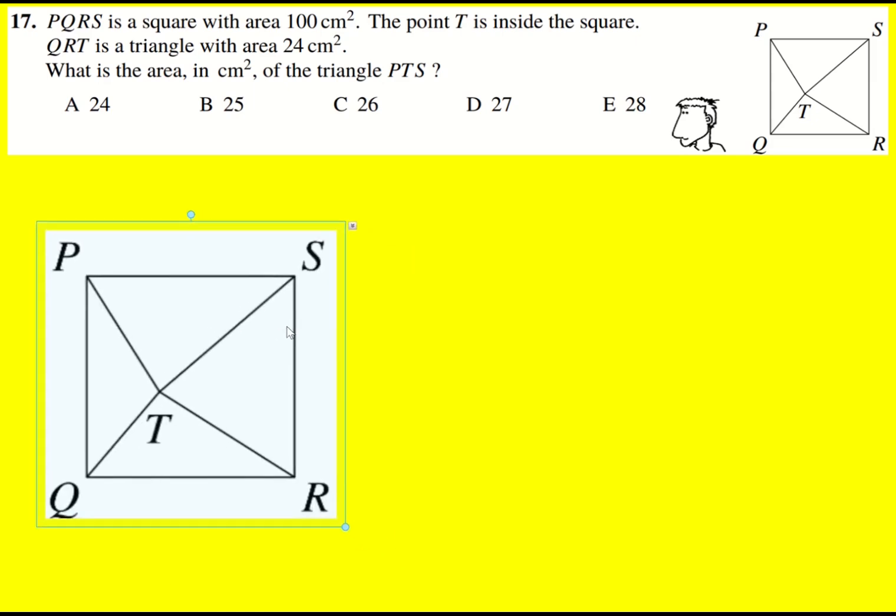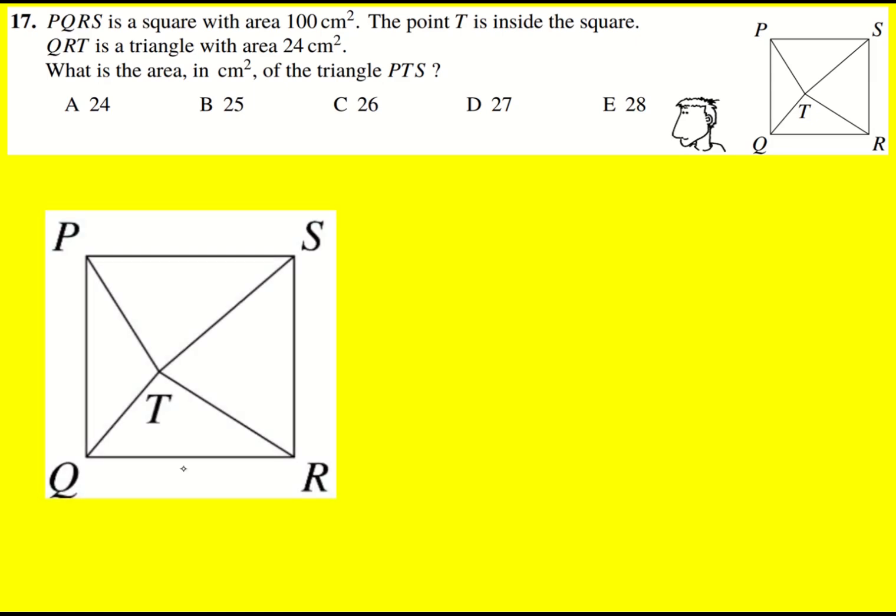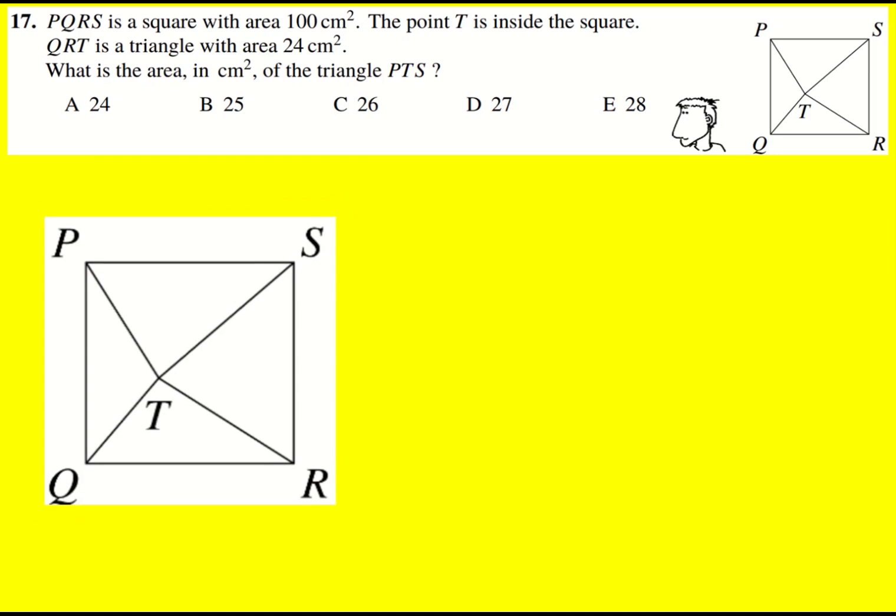We have a square with area 100, which means that the lengths are going to be 10 by 10, just square rooting the 100. We've got a triangle with area 24 centimeters squared, that's QRT, so that's this one here, and we want to work out what this is.